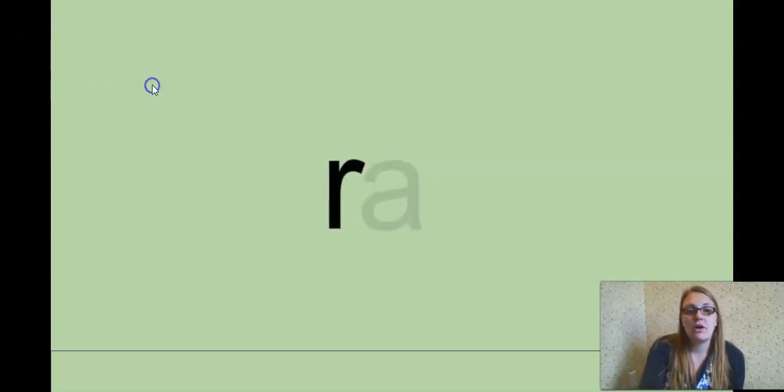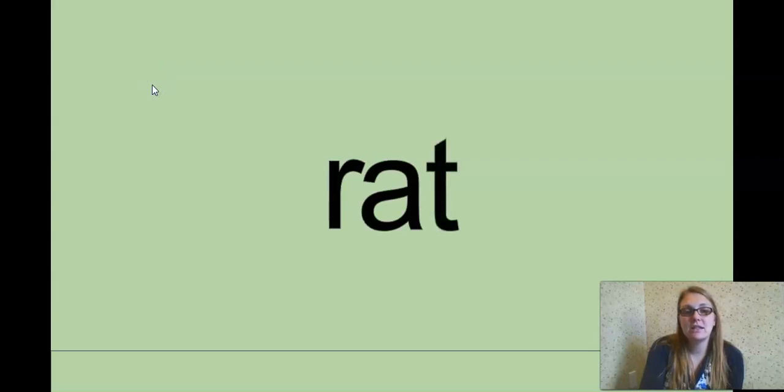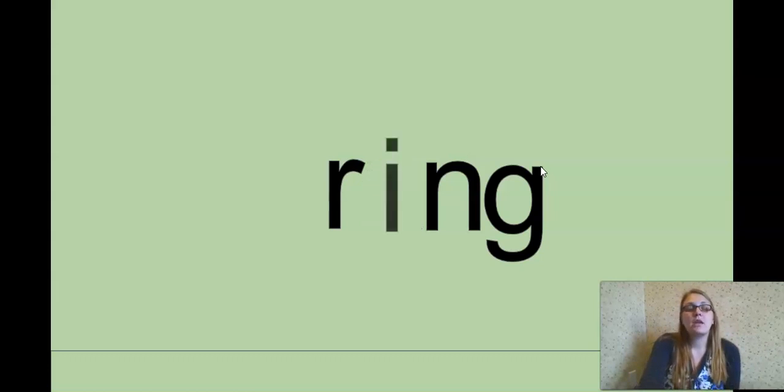Our next part, we are going to spell out and change some words. The word to get us started is rat. Let's sound it out. R-A-T, rat. Good. To spell it, R-A-T, rat. Good job. You're going to get rid of the T, add the N-G combination. R-A-N-G, rang, like the phone rang. Get rid of the A, add an I for ring.